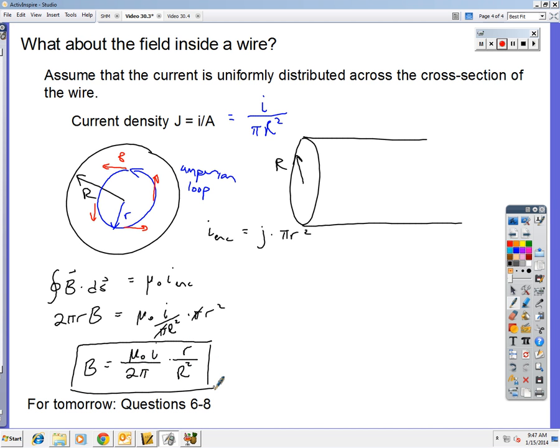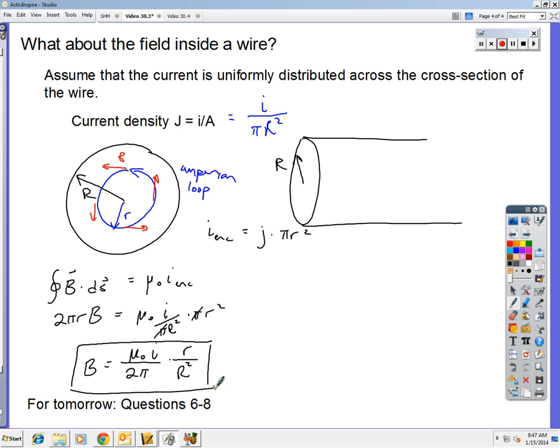Notice that it's 0 at the center, which doesn't surprise us, and it increases linearly until we get to the outside of the wire, just like the electric field inside a sphere of uniform charge density, which is kind of interesting. Probably not an equation you should memorize, but definitely something you should be able to derive, because Ampere's law will be on the test. Biot-Savart law may not, but Ampere's law is guaranteed to be, both on the classroom test and AP.